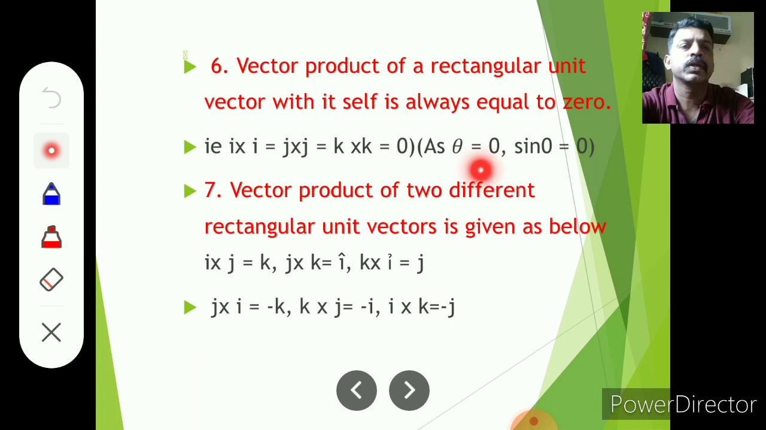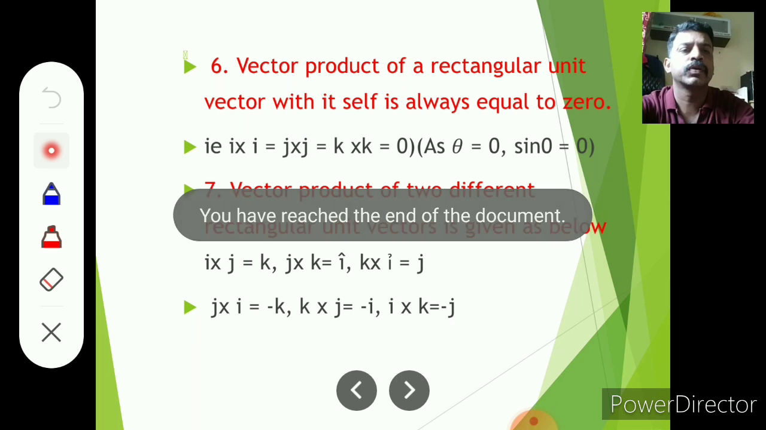If they are the same rectangular unit vectors, their vector product is 0. If different rectangular unit vectors are there, then the vector product of the two vectors is equal to the third vector. Okay, here we stop.